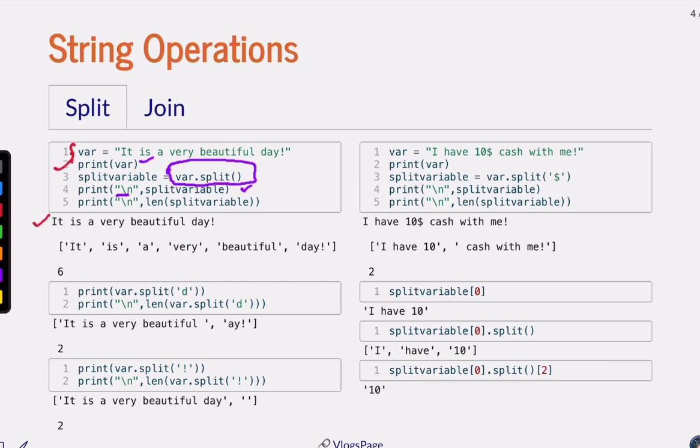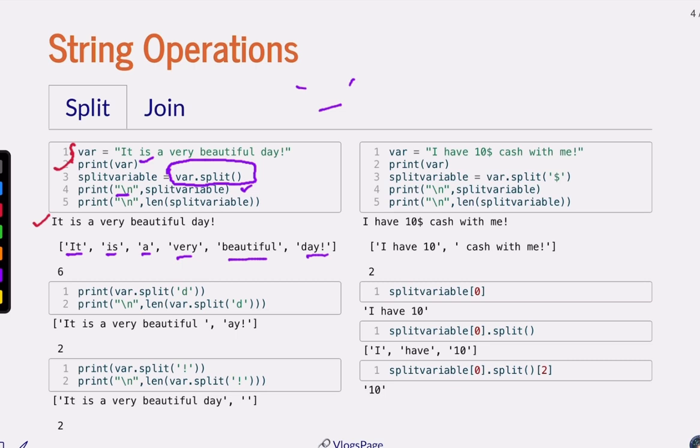And you can see it here. It has successfully split into 6 words: it, is, a, very, beautiful, day. Also, here we split without any arguments. You can give any argument. The argument by default is a space. So by default, it will split by a space.